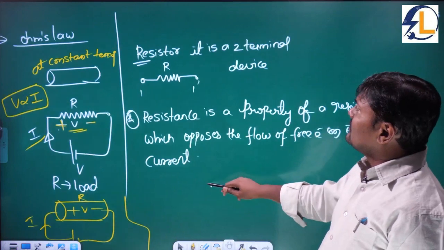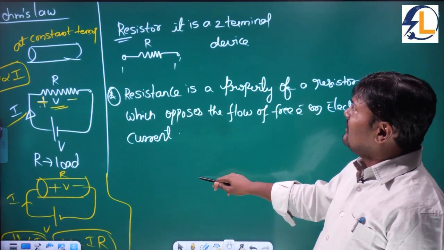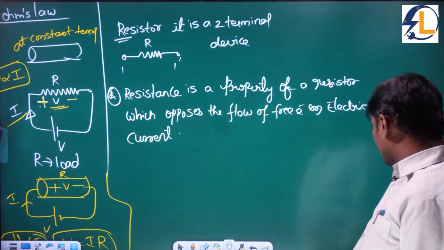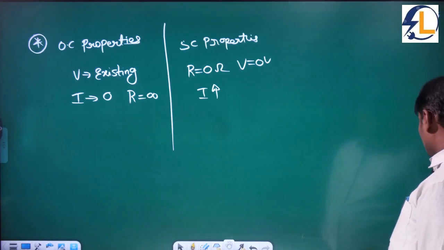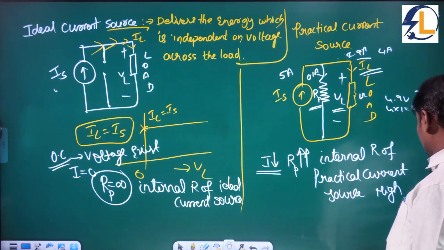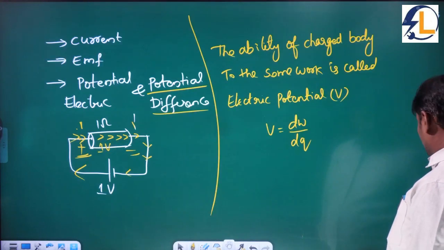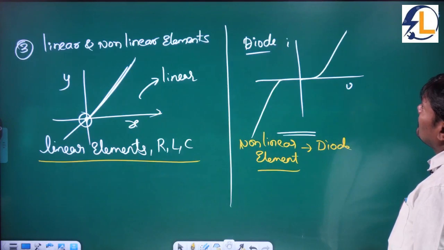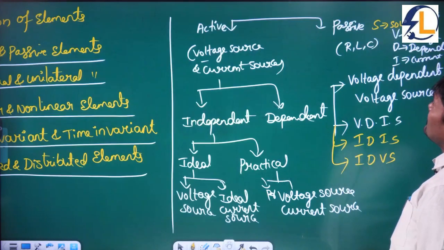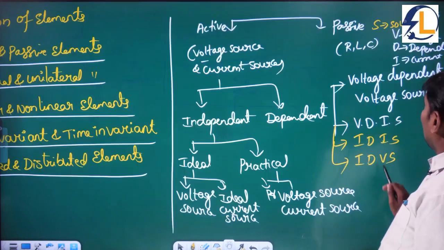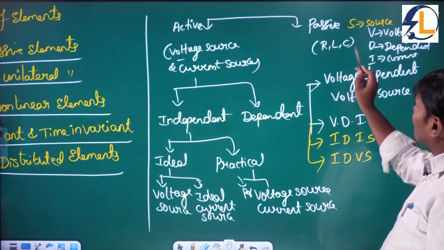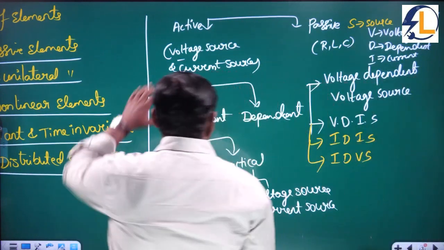Okay, so now a resistor is a two-terminal element. What are R, L, C here? Tell me, which category do they come under? Passive elements. Passive elements are R, L, C. So this part is over.